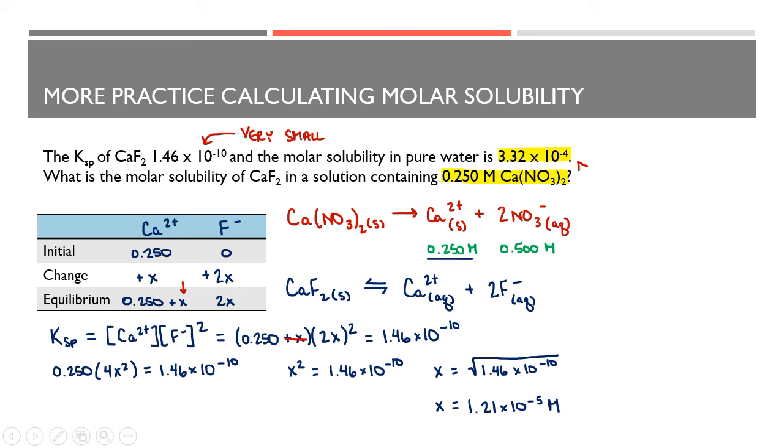So we cannot dissolve very much calcium fluoride in this solution. In pure water, we could dissolve 3.32 times 10 to the negative 4th, and in this solution that already contains calcium ions, we can dissolve much less calcium fluoride. So we can dissolve only 1.21 times 10 to the negative 5th moles per liter.